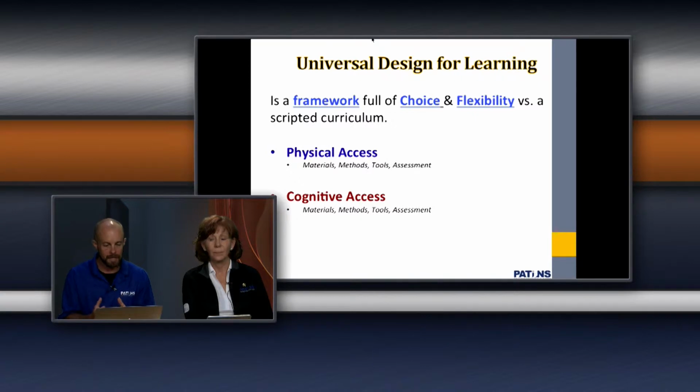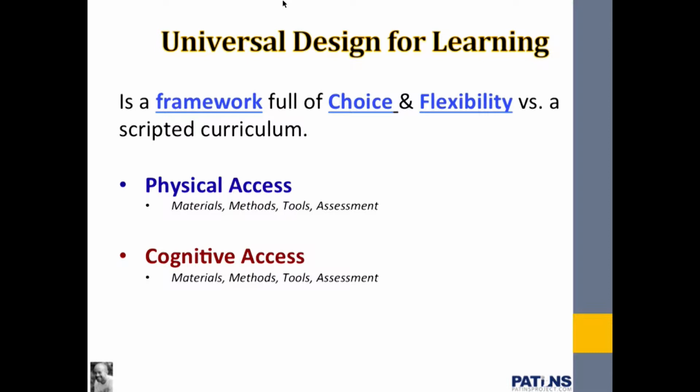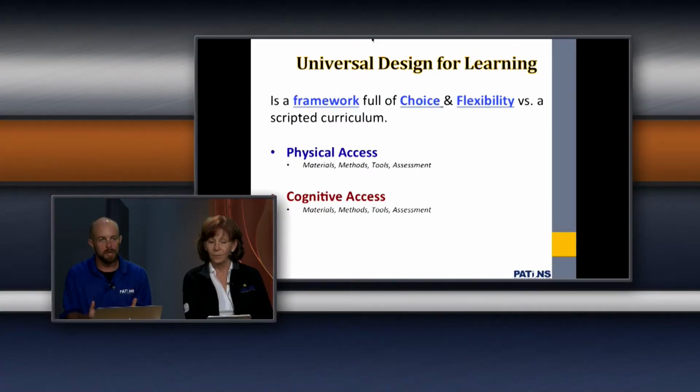So in my mind, the physical access piece is a little bit more concrete. You can usually see it happening, you can experience it, and then the cognitive access is a little bit more obscure, and so we have to maybe spend a little bit more time on that. As an example, the physical access might be physically accessing the material. A student who's blind, for example, can't see a printed textbook, and so we need to present that to the student in an alternate format. Or a student who can't carry the textbook, we need to present that to that student in an alternate format.